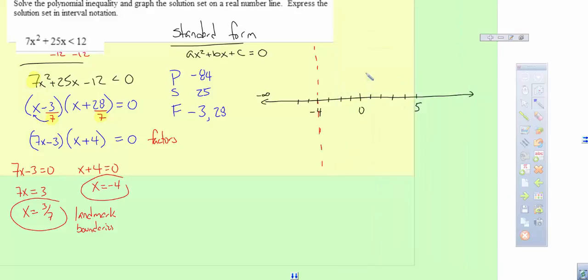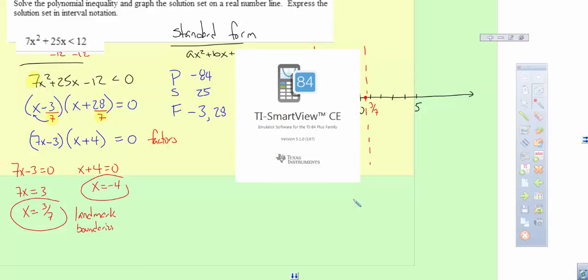Hit the wrong button. So that means that this landmark, the 3/7, is going to come maybe right here or something, approximately. So now we draw a wall that passes through that spot, and that's my 3/7.